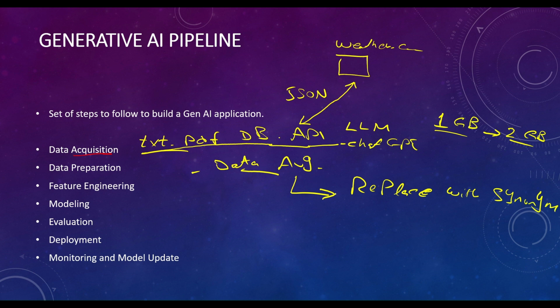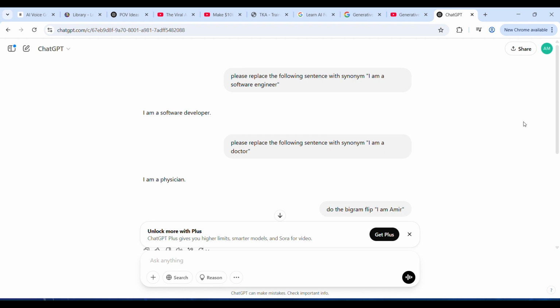Okay, so that is one of the options available, which is called replace with synonym. For example, if we go here to ChatGPT and I write a prompt: please replace the following sentence with synonym. In the sentence we have "I am a software engineer," and the synonym for this is "I am a software developer." They are almost the same thing. So again, that is the synonym.